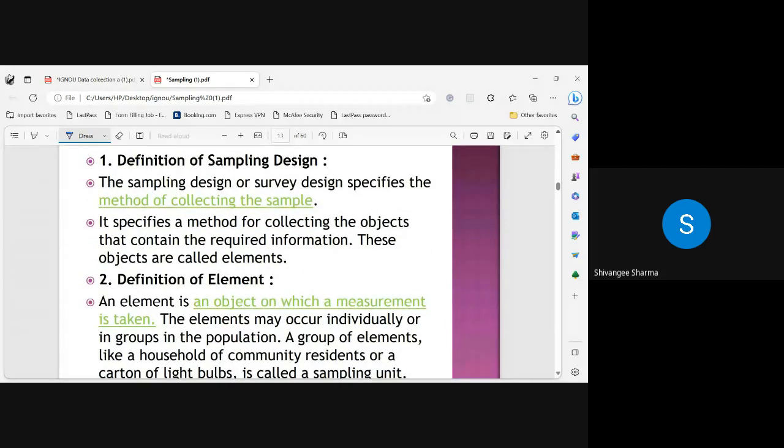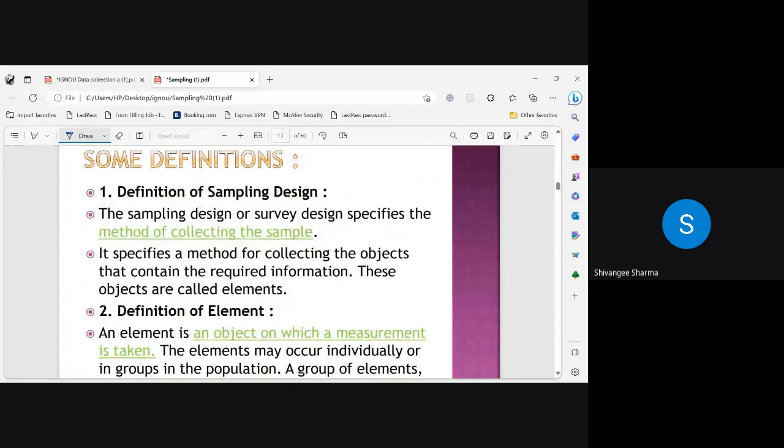Now let's move on to what is sampling design. Definition of sampling design. It is basically a method of collecting the sample. It specifies a method for collecting the objects. See, in your books or in many books, this word objects can be used with the values also. There can be the word values or items or observations that contain the required information, and these objects are generally called elements.